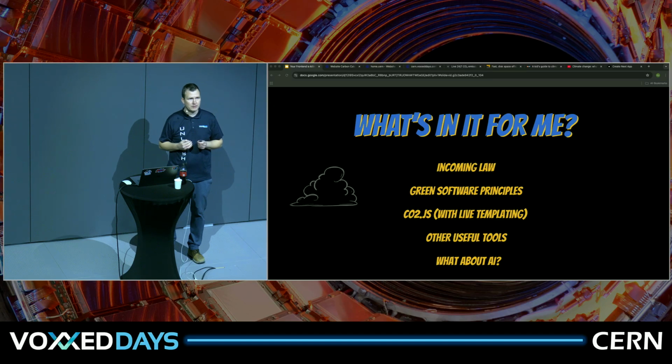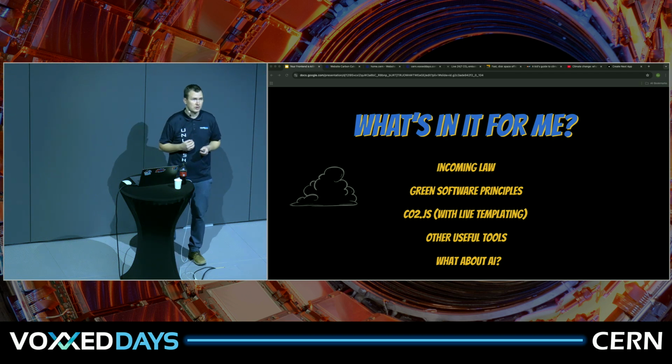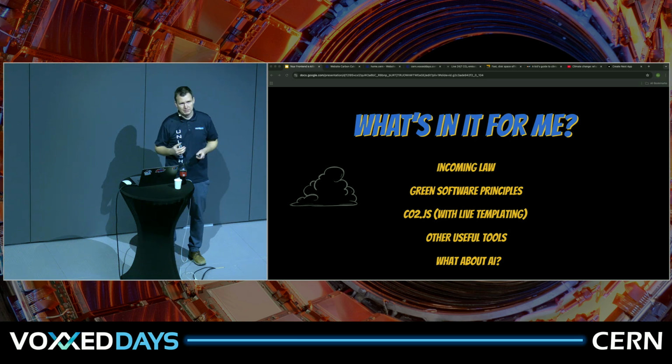So what's in it for me? What's the most important thing? We are going to talk about what is coming or what's already there, a law. I teach you how you can implement the green software principles, and we are going to CO2.js, how you can measure your own code and CO2. Other useful tools, and we are also going in-depth about AI.